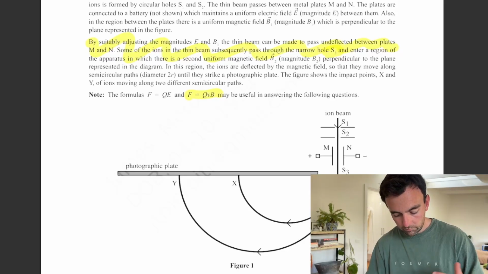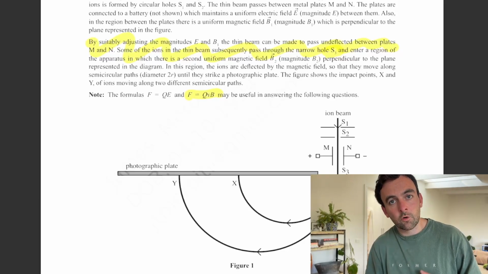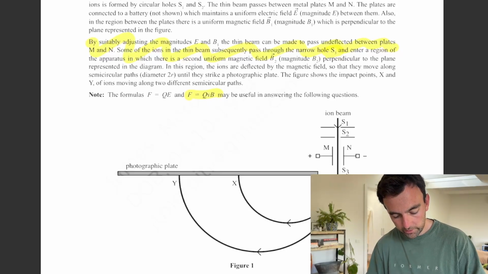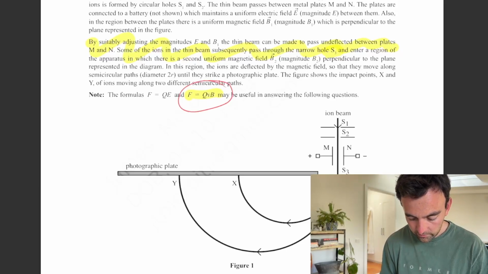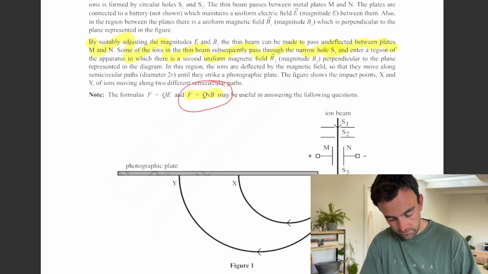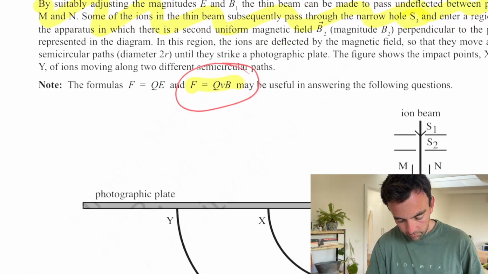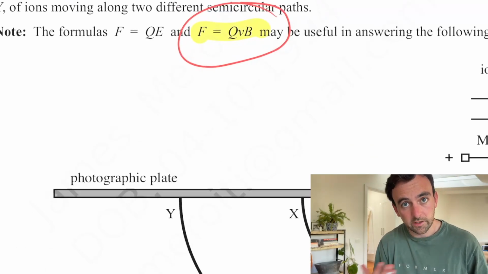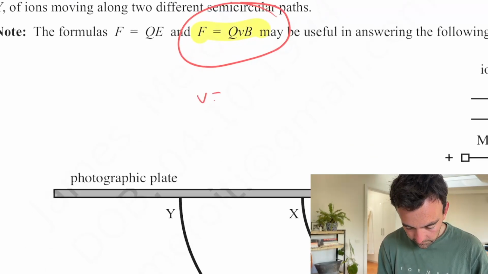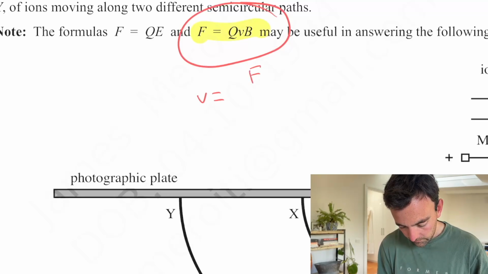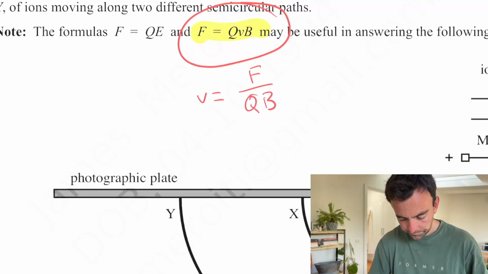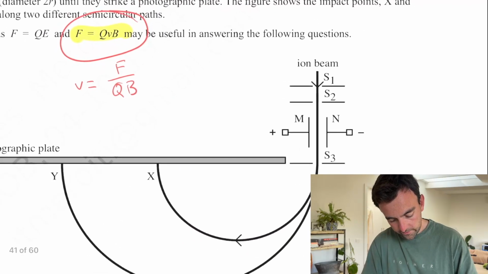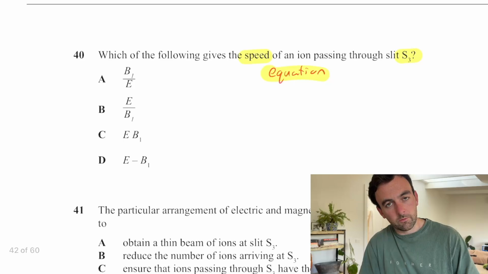So we can get a little bit more of a feel for the question. But really, because I know that I need an equation, remember equation, speed, S3, what I'm probably putting more weight on is this equation here. So I might think, all right, what if I just rearrange this equation for velocity, because I need an equation for speed? So I'll get V equals F over QB. And I think, okay, that's really good. Go back to the answers, and unfortunately, that's not one of my answers.